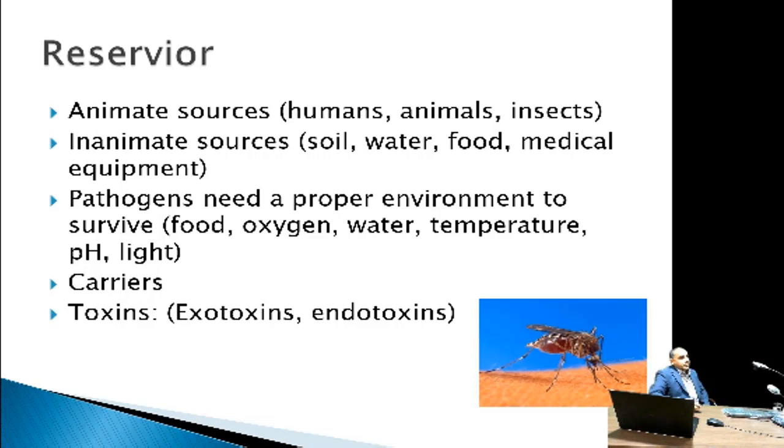Pathogens or microorganisms need a proper environment to survive. إذا الميكروأورجانيزم يحتاج إلى بيئة للعيش. فالعناصر هذه البيئة هي الفود، الأكسجين، water, temperature, pH, light. Carriers, toxins like exotoxin and endotoxin.